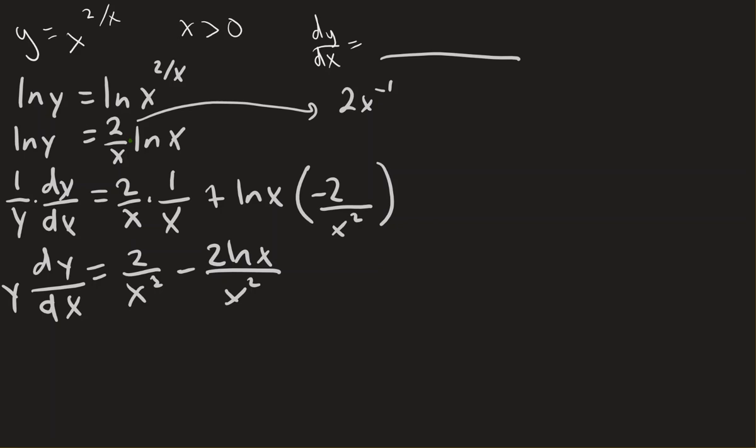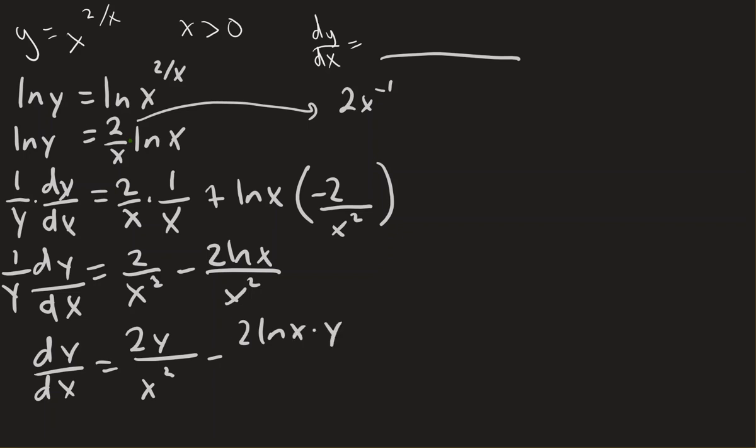So if I'm trying to solve for dy dx, it looks like I need to multiply... oh, sorry, this is 1 over y. So to get rid of 1 over y, I need to multiply this by y, which means I have to multiply this by y, and this by y. All the terms need to be multiplied by y.